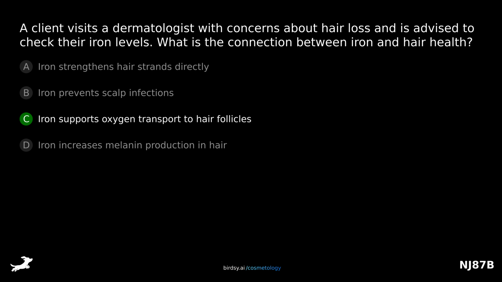Which condition is characterized by the loss of hair in patches on the scalp? Is it A, alopecia areata, B, telogen effluvium, C, trichotillomania, or D, androgenetic alopecia? The answer is A, alopecia areata. Alopecia areata is an autoimmune condition that causes hair to fall out in patches on the scalp.